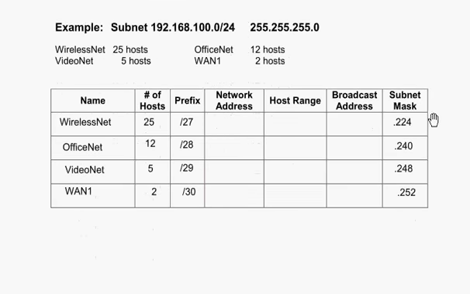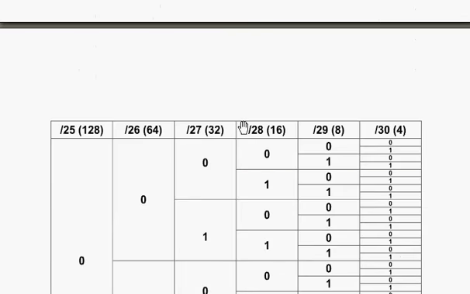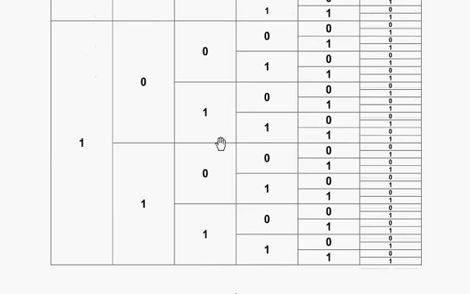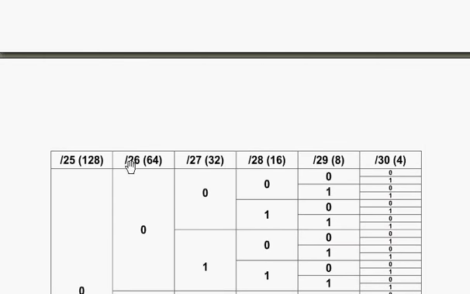Now what we can do is start with our network address. Okay, so we're going to use a chart here. This is the graphical part right here. So here's our chart. We can see it's quite long, right? And what we have is our prefix here, /25, /26, /27, /28, /29, /30. The numbers in brackets are the weightings for each bit. So let's put the bits down.